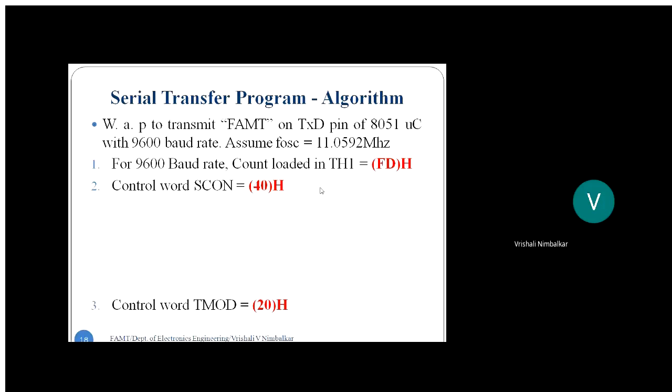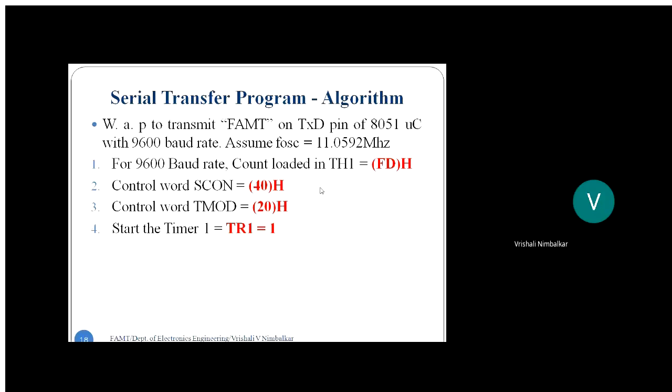Then what is the TMOD control word? Timer 1 mode 2, so that control word comes as 20 hex. Then we will start the timer. How do we start timer 1? We will be setting the run bit TR1. Next, how does the transmission begin? By loading the character in SBUF. So the instruction that you will be using is MOV SBUF comma.